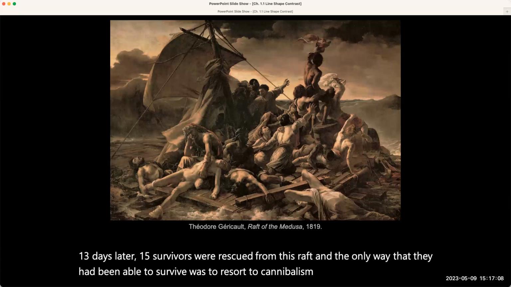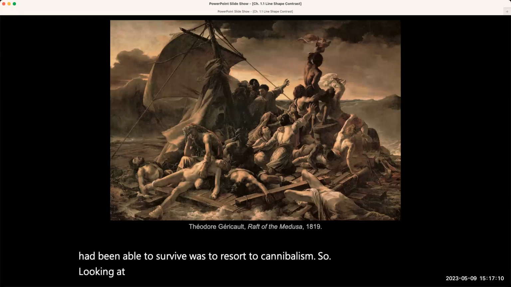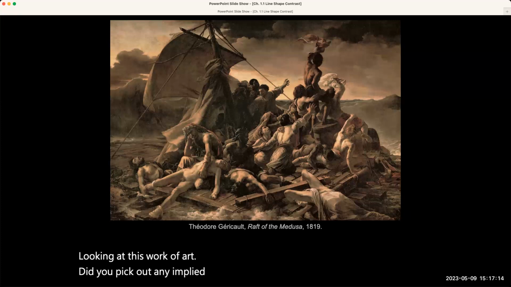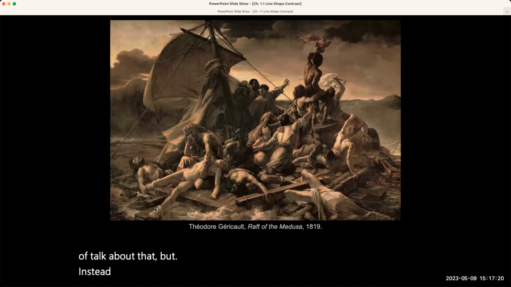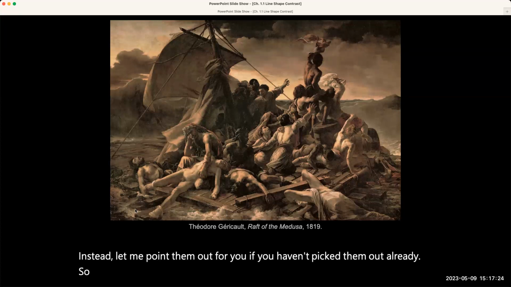So, looking at this work of art, did you pick out any implied lines? If we were in class together, we could talk about that. But instead, let me point them out for you if you haven't picked them out already. So we have one implied line that begins in the bottom left corner.